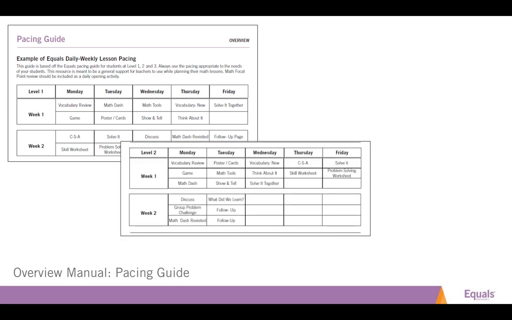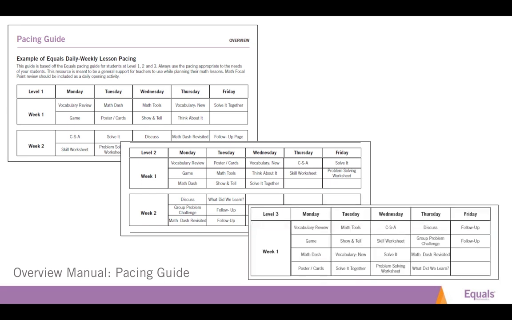Level 2 is for students that require a moderate amount of support. Each lesson component has been spread out over 1.5 weeks for students at Level 2. Level 3 is for students that require the least amount of support. Each lesson component has been spread out over 1 week for students at Level 3.